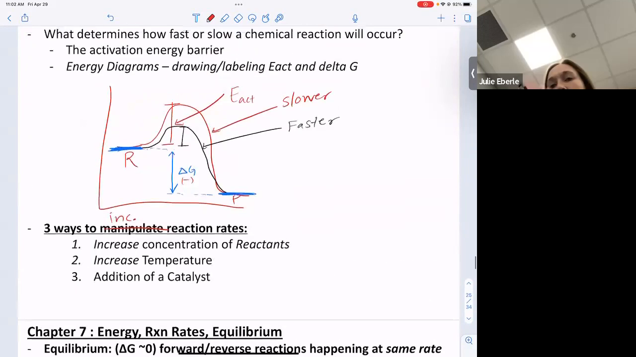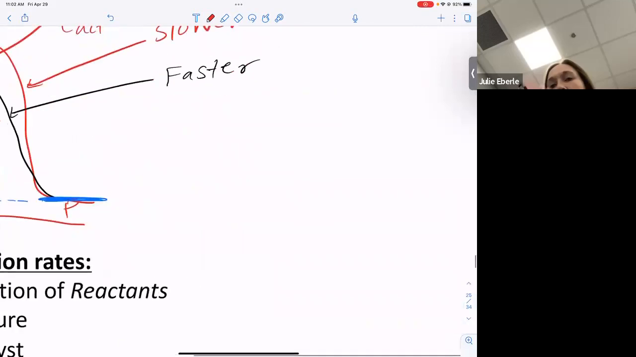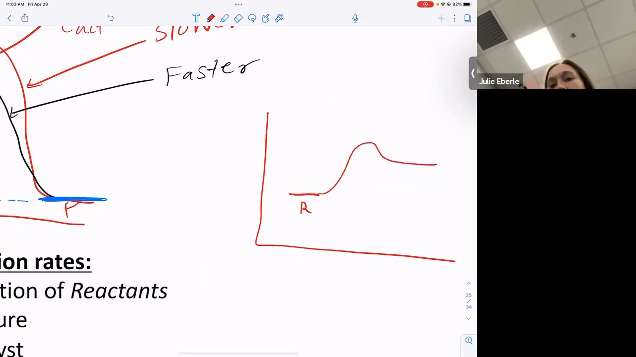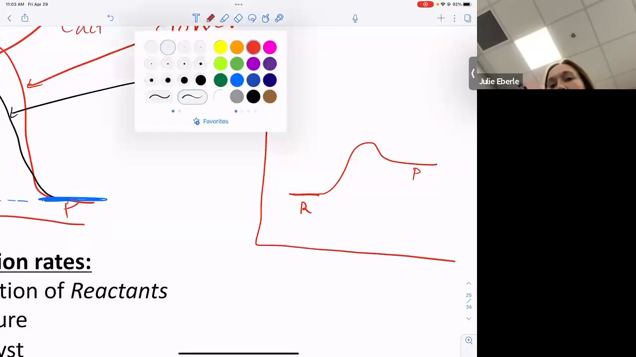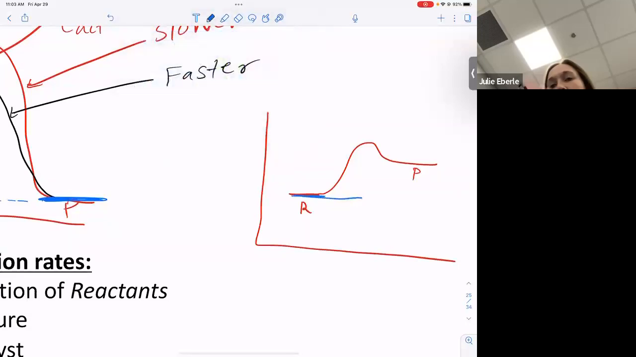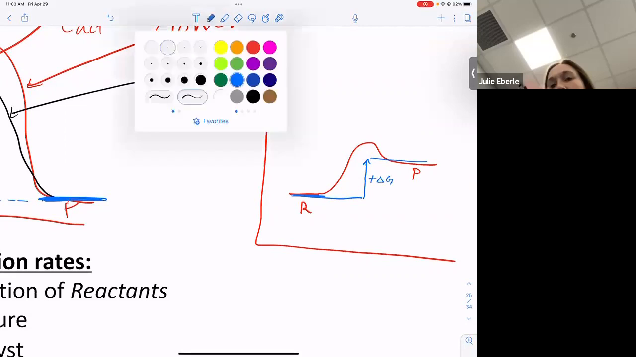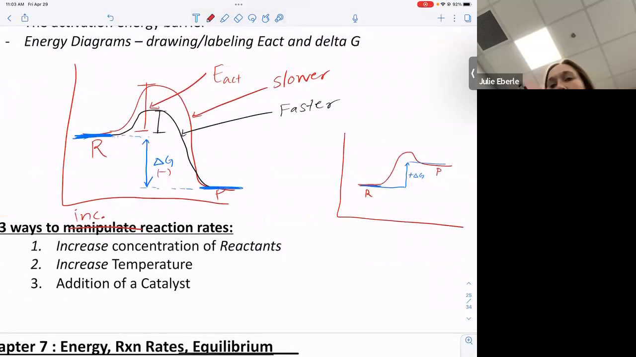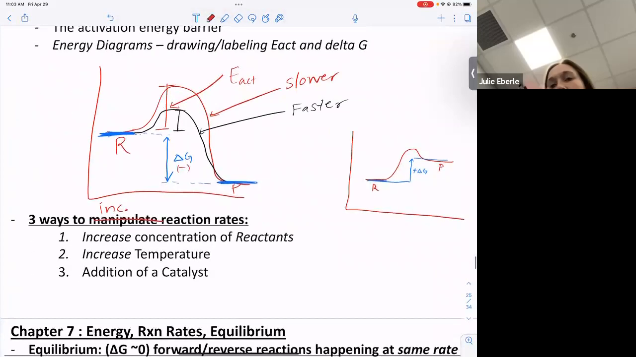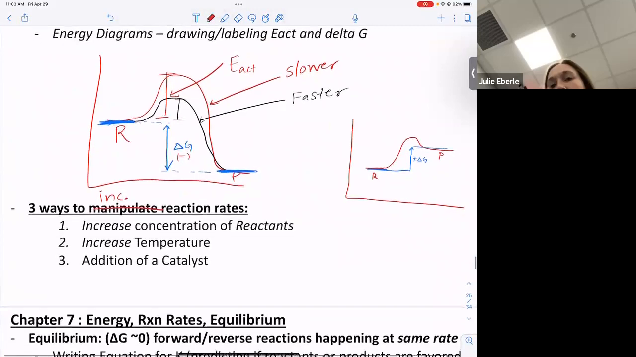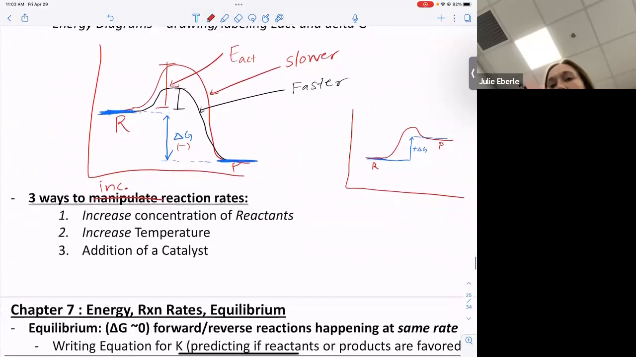What would a positive delta G look like? If you had a chart like this, with your reactants, and here's your energy peak, and then the energy level of the products is higher. So as you go from reactants to products, you have to go up, right? And so this would be a positive delta G, endergonic. Less stable. Products are higher in energy.